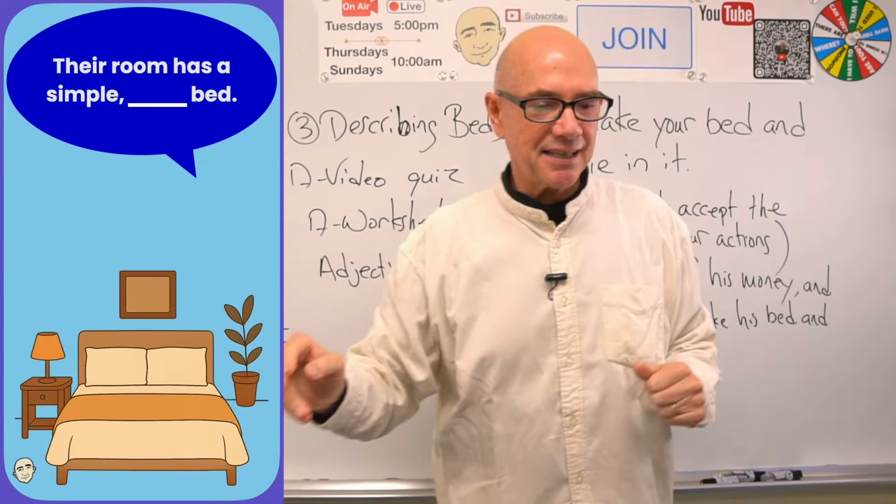Okay, so comfortable, beautiful. Yeah, those are good. Those work. You can say that perfectly, right? The room has a simple, comfortable bed. That's good. The room has a simple, beautiful bed. We can use comfortable, we can use beautiful. Plain, wide. Yep, those are all perfectly great words to describe the bed.